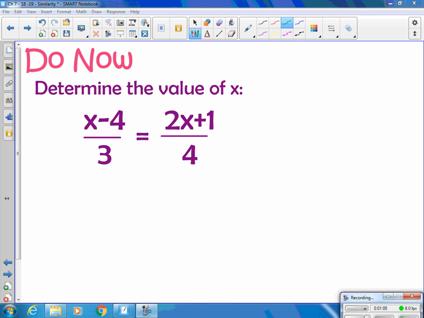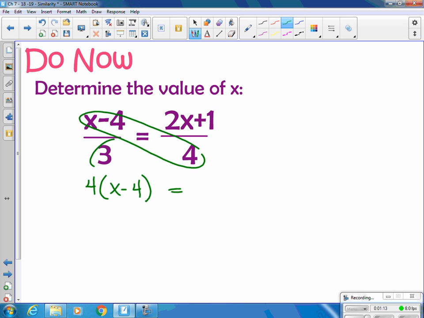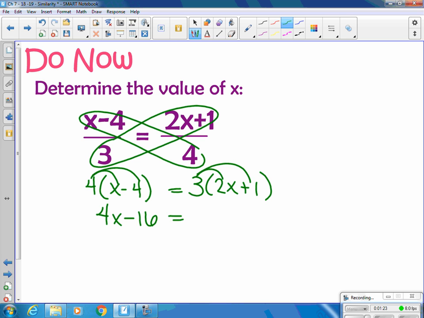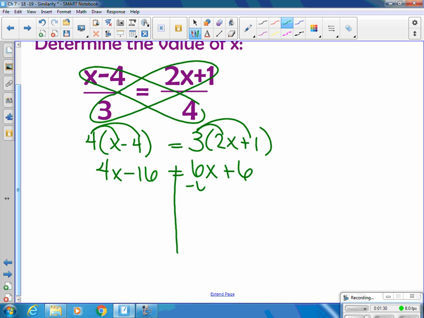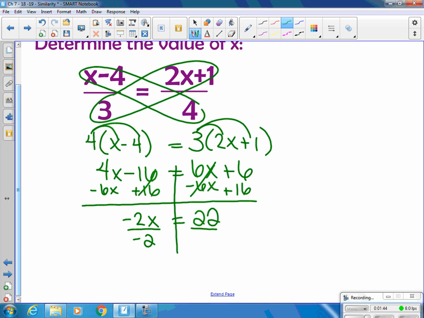Okay, I have two proportions with an equal sign in the middle, so I'm going to cross multiply. This will become 4 times x minus 4 is equal to 3 times the quantity 2x plus 1. Distribute. 4x minus 16 equals, distribute again, 6x plus 6. I'm going to move my 6x. I'm going to add my 16. I will get negative 2x equals 22. Divide by negative 2, x equals negative 11. All right, hopefully you got the answer of negative 11 when you solved this proportion.